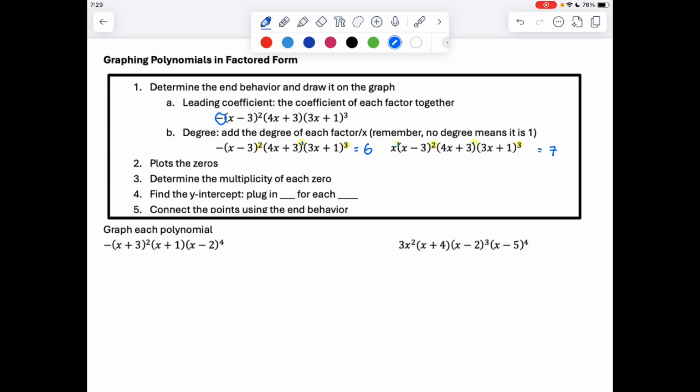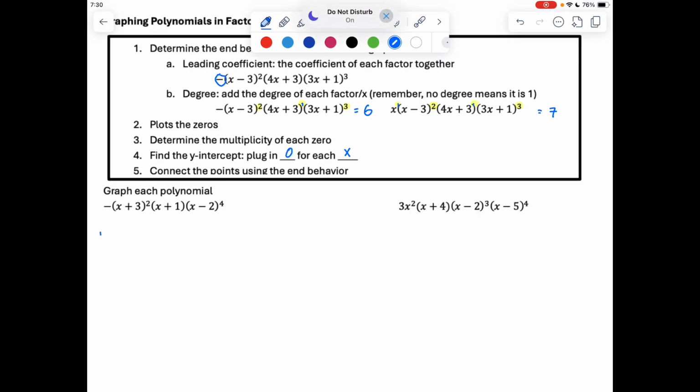Once we have that, we're going to find our zeros, determine the multiplicity to figure out if they bounce or cross. Then we'll find our y-intercept. When we do our y-intercept, we're going to plug in 0 for each x value, and then solve from there. And then we connect all of our points to get our graph.